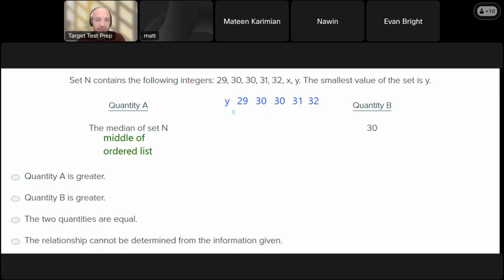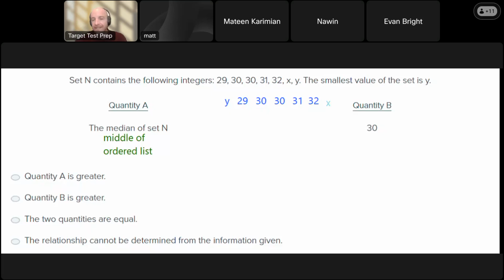I know Y is the smallest, but X could be right there between the Y and the 29. I could put it somewhere in the middle, right? Or I could put it at the very end. It could be the biggest number in the list for all I know. So lots of different ways it could go. And yeah, this is kind of what Philip is saying, right? Put the X in different spots.